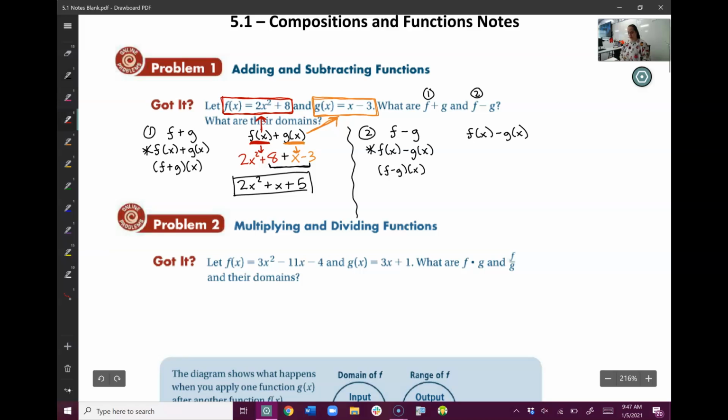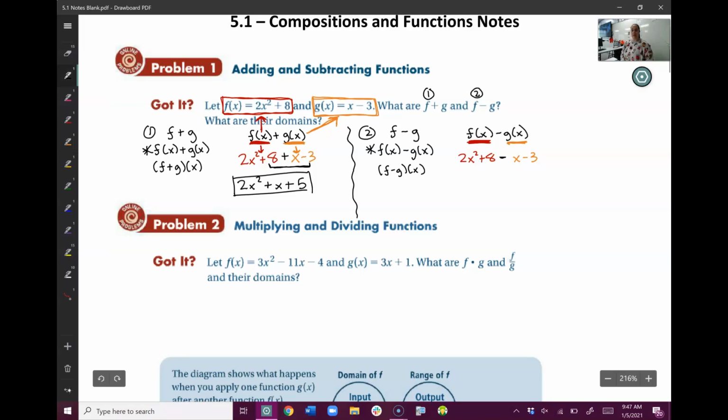Okay, let's try minusing f of x minus g of x. So same thing, we're just going to do this substitution thing. So f of x equals 2x squared plus 8. And then I have minus g of x equals x minus 3. So I'm just substituting that in.